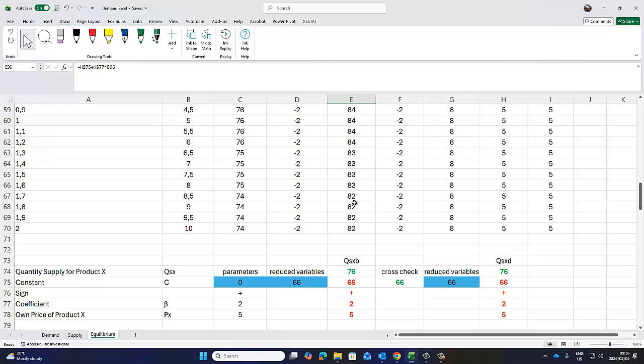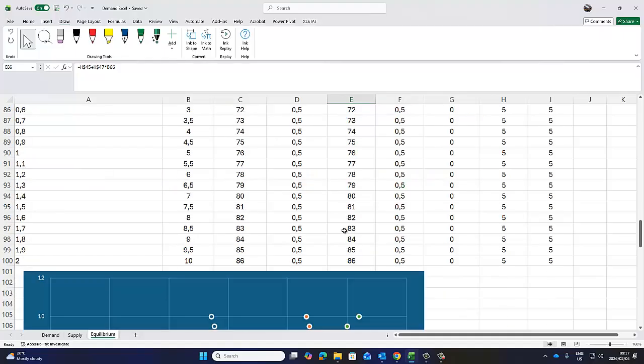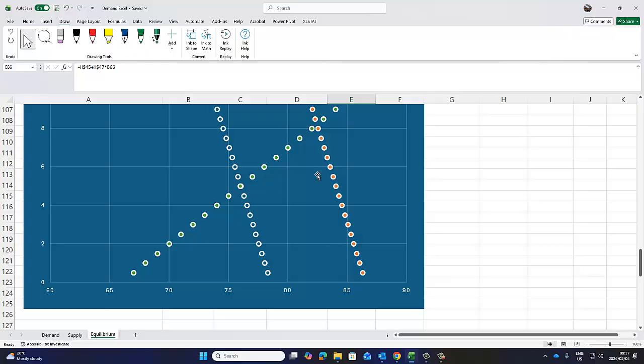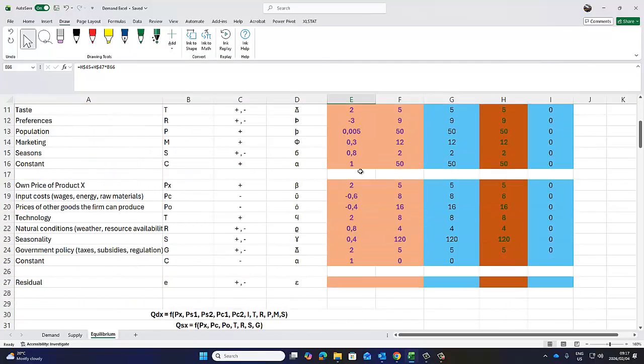8 Rand. It's 82. 8 Rand. 83. 10 Rand. 8 Rand is 82, 83. So that's about 83. They're about at the 8 Rand. So now we can say, okay.